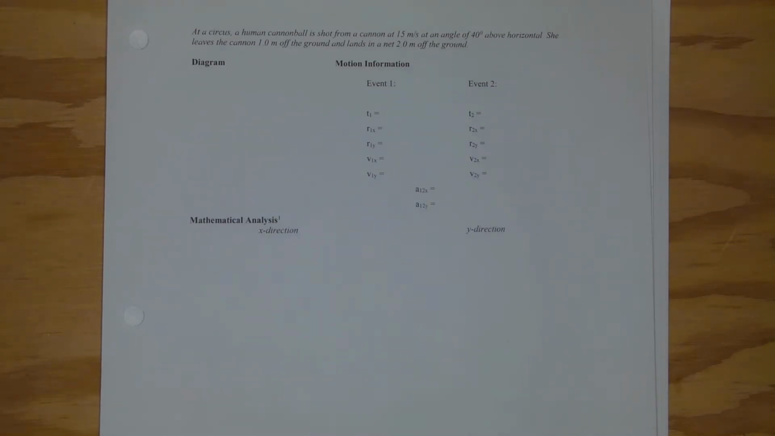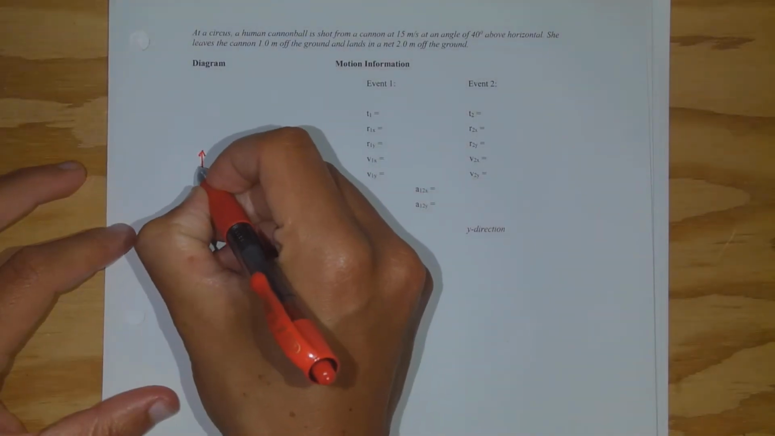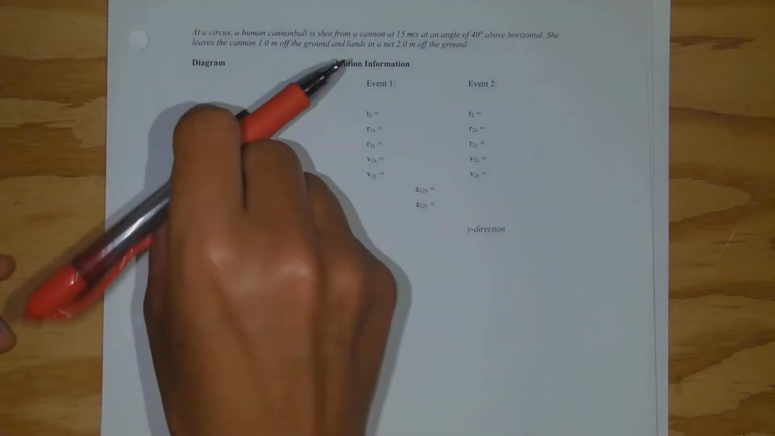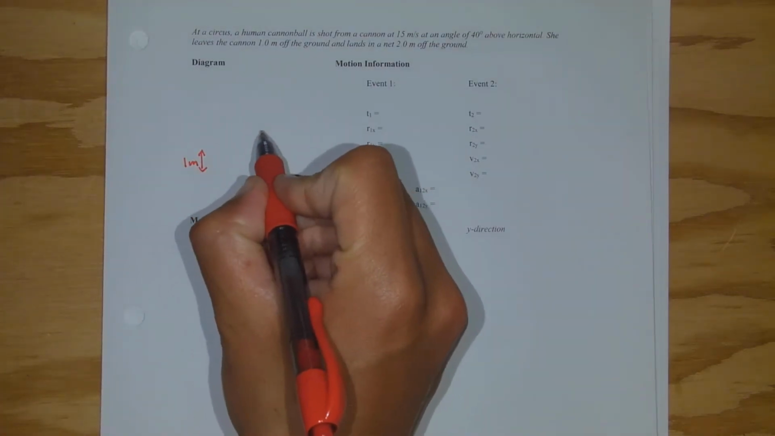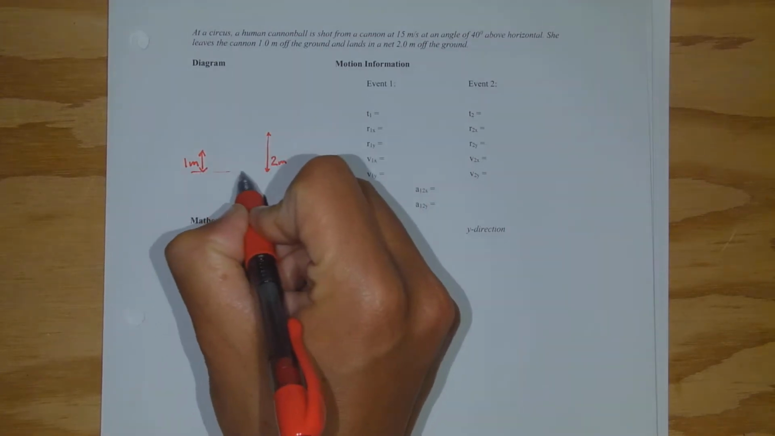At a circus, a human cannonball is shot from a cannon at 15 meters per second at an angle of 40 degrees above horizontal. She leaves the cannon 1 meter off the ground and lands in a net 2 meters off the ground. So she starts 1 meter off the ground. She goes, let's say she's shot this way, so she goes like this and lands 2 meters off the ground over here.